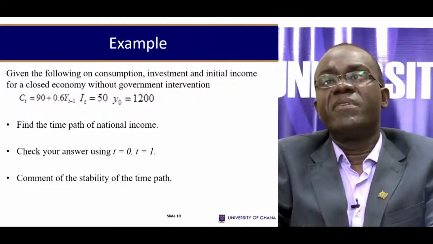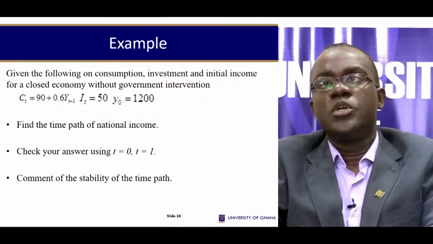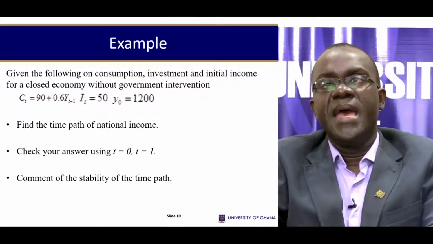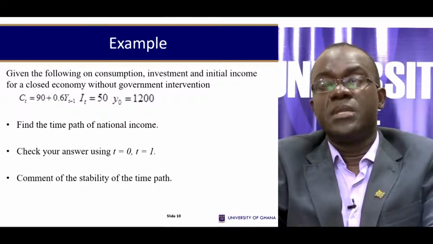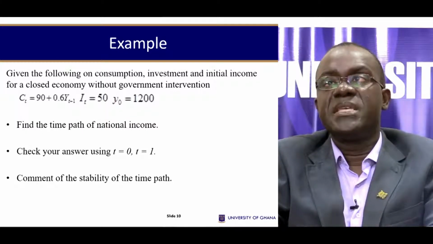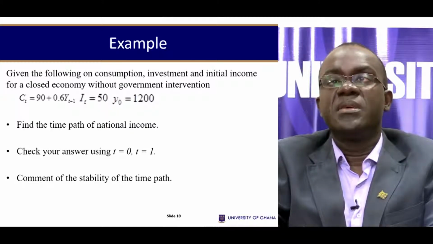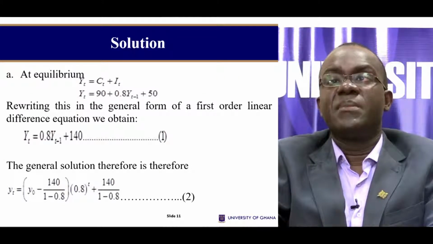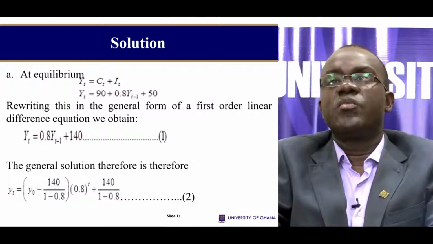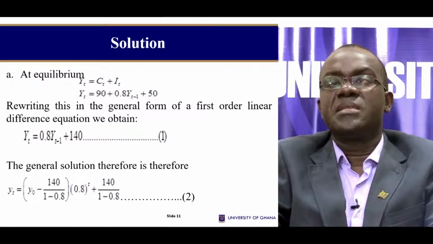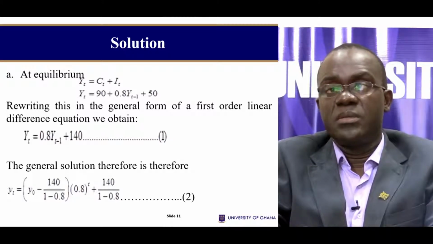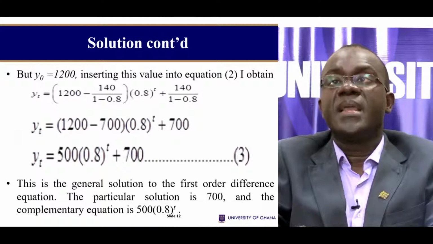Let me look at a very specific example. So now I have given the consumption equation. Investment is given, initial output is given. So we are supposed to find the solution, check our answers, and investigate the dynamic stability. So I put it into the equation. We know our Y is equal to that. We're slotting in the values. We turn this into a first order, first degree difference equation. We write the solution here. And then when we simplify, we get this equation.